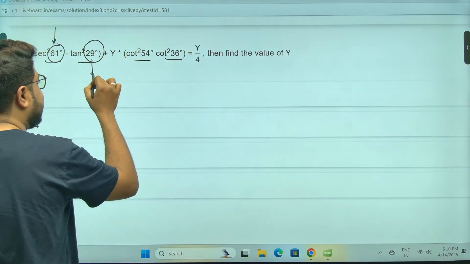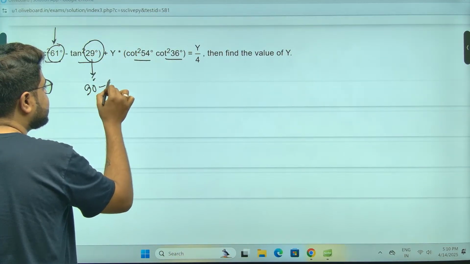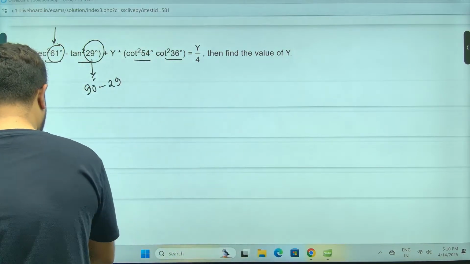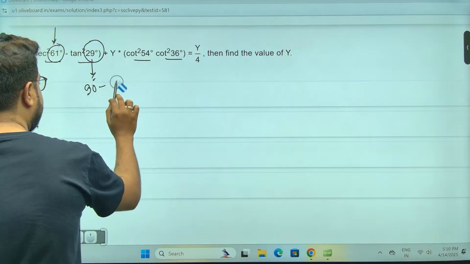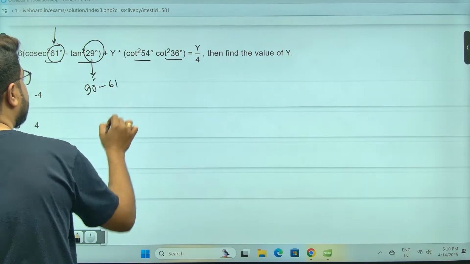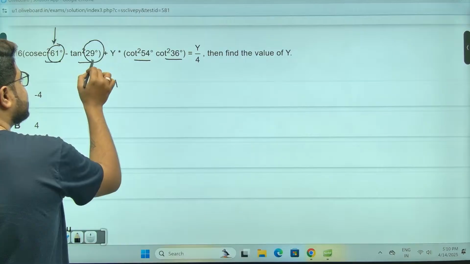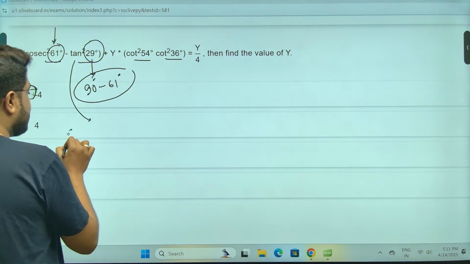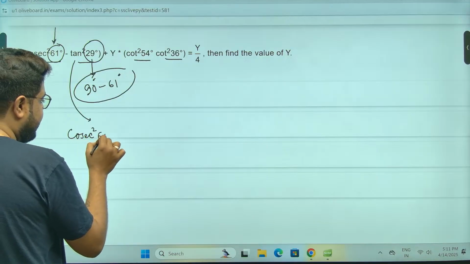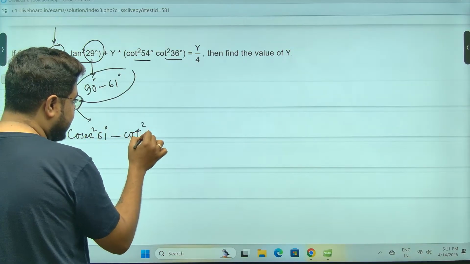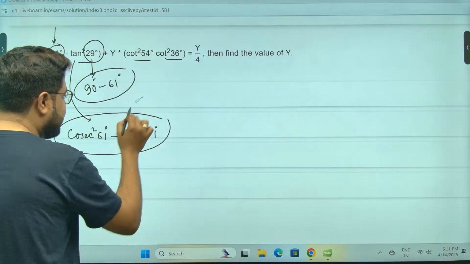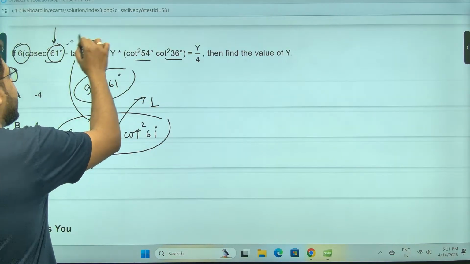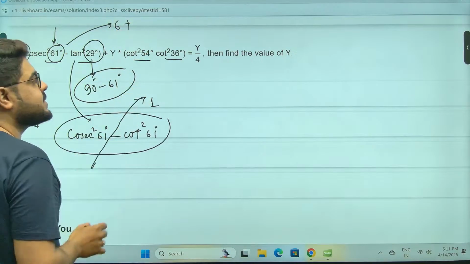The 6 tan square 29 can be written as 90 minus 61. So tan square of 90 minus 61 degree means cot square 61. So it is cosec square 61 degree minus cot square 61 degree, which is equal to 1. So ultimately there is a 6 multiplied, so this whole part is equal to 6. 6 into 1 is 6.